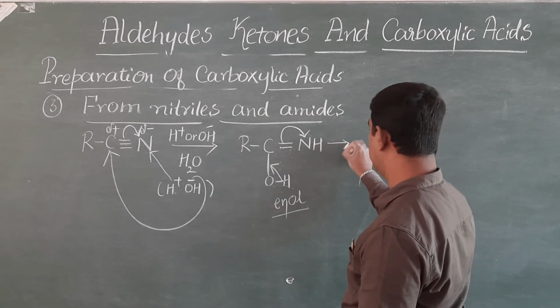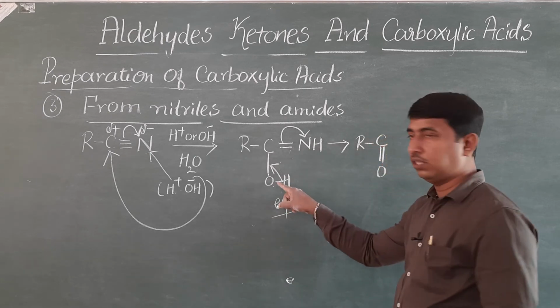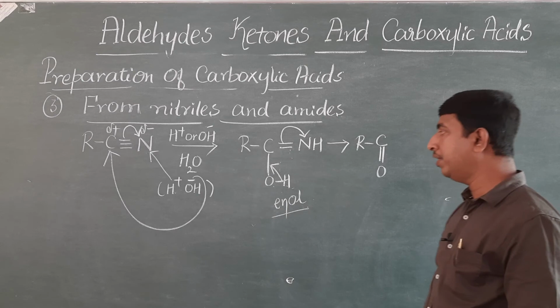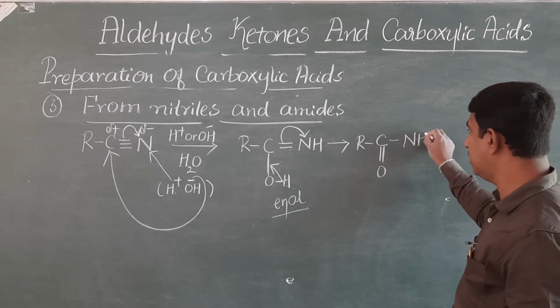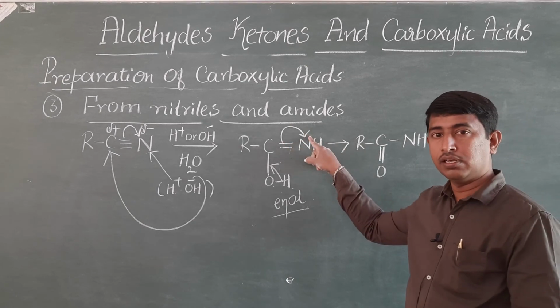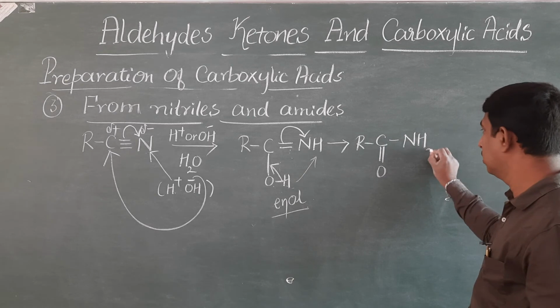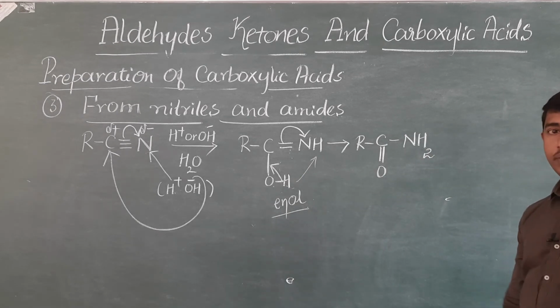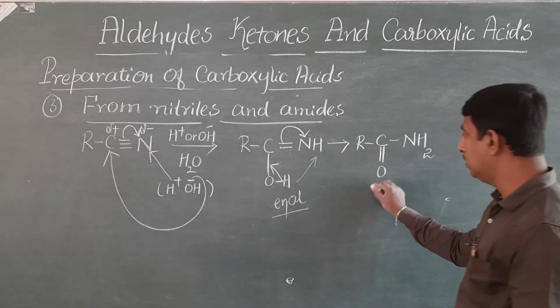Okay, so we will get R, C double bond O. This bond shifts here between carbon and oxygen. Double bond becomes single bond. This is NH minus. It will accept this H, forming NH2. Understood? Forming NH2. This is amide.